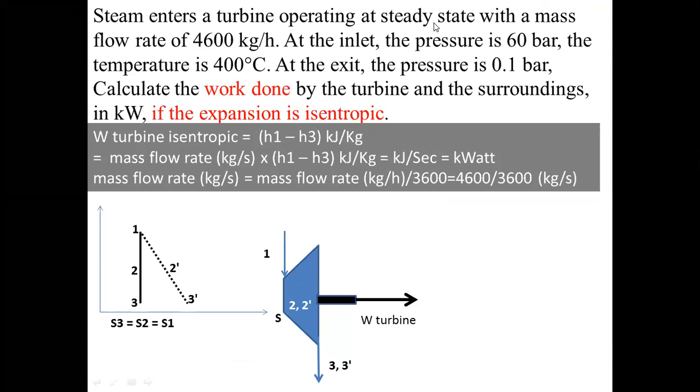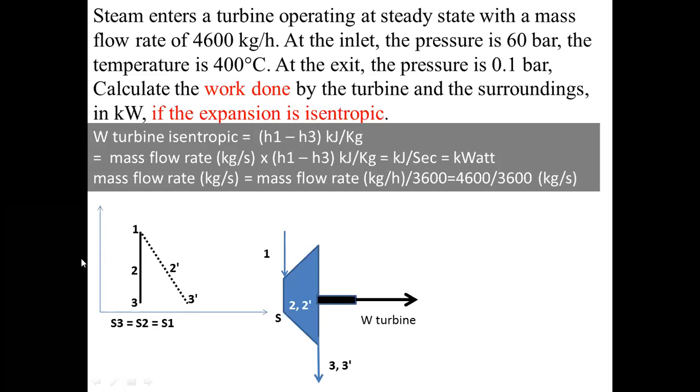I believe you can see this question. Steam enters a turbine operating at steady state with a given mass flow rate. At the inlet, the pressure is 60 bar, and at the exit the pressure is 0.1 bar. Calculate the work done by the turbine in kilowatt, if the expansion is isentropic. So H1 minus H3 is W.